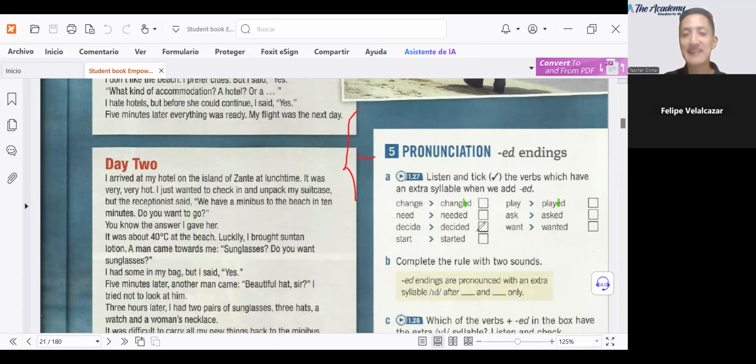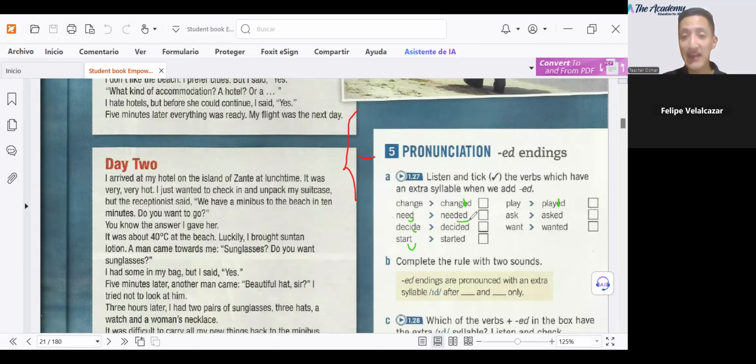Needed, decided, and started. And you're going to tell me, teacher, why? Porque aquí sí se escucha la ed. Why can I hear the ed? This is, Felipe, because it ends in a D or in a T.